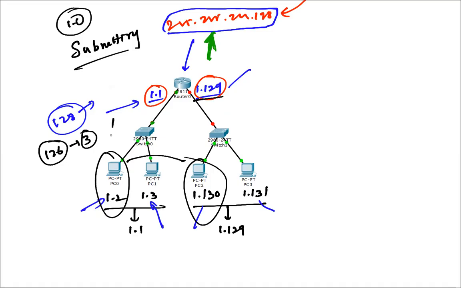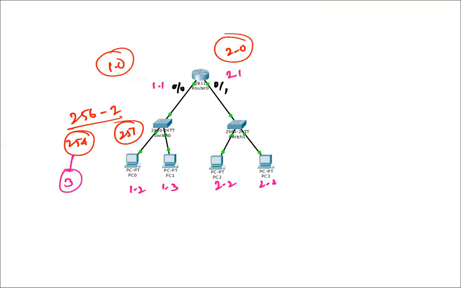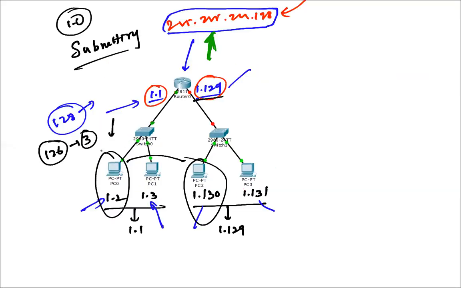Now how many are actually used? 3. But still wastage is there. But can you understand, guys? The wastage has been minimized. Earlier, how many IPs were wasted? 251 were wasted. But here, 126 minus 3, here 123 IPs only wasted.